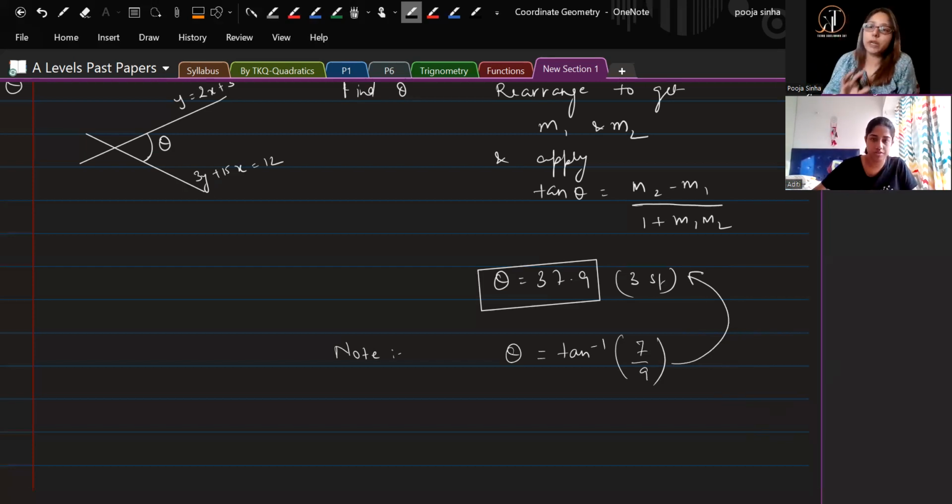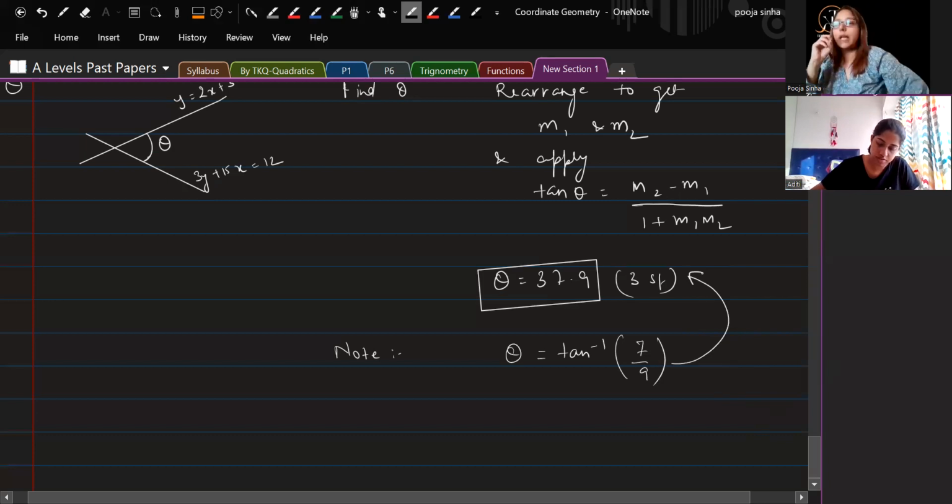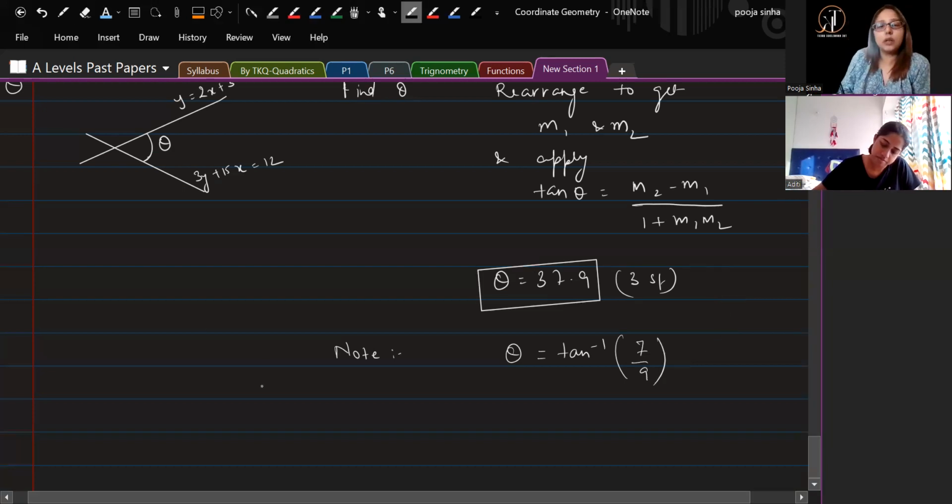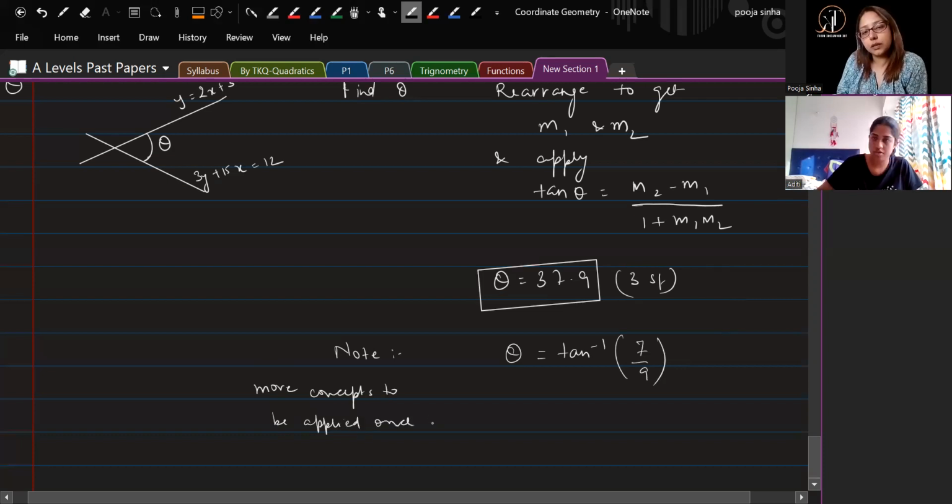ठीक है. सो फॉर नाउ इट इज एब्सोल्युटली परफेक्ट, इसमें कोई प्रॉब्लम नहीं है, लेकिन आगे जाके इसमें कुछ कॉन्सेप्ट्स ऐड होंगे. ठीक है. So that you just need to keep in mind. ठीक है. More concepts, just write note, more concepts to be applied once trigo is done. Okay. Next.